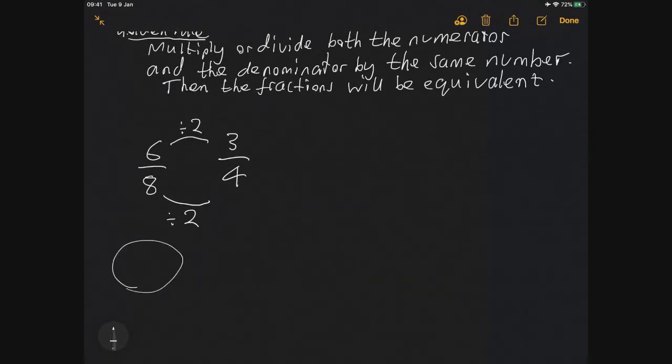And again, you could see very quickly 1, 2, 3, 4, 5, 6. There's 6/8 of cake. It's the same as 3/4. There's your 3/4.